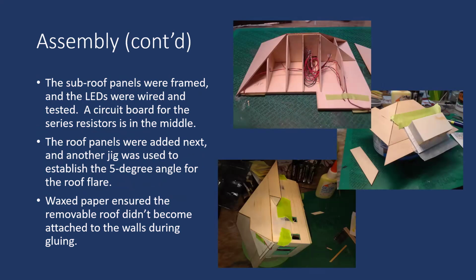The roof subpanels were framed and the LEDs were wired and tested. A circuit board for the series resistors is in the middle where that jumble of wires is. The roof panels were added next, and another jig was used to establish the 5-degree angle for the roof flare. Wax paper ensured the removable roof didn't become attached to the walls during gluing.